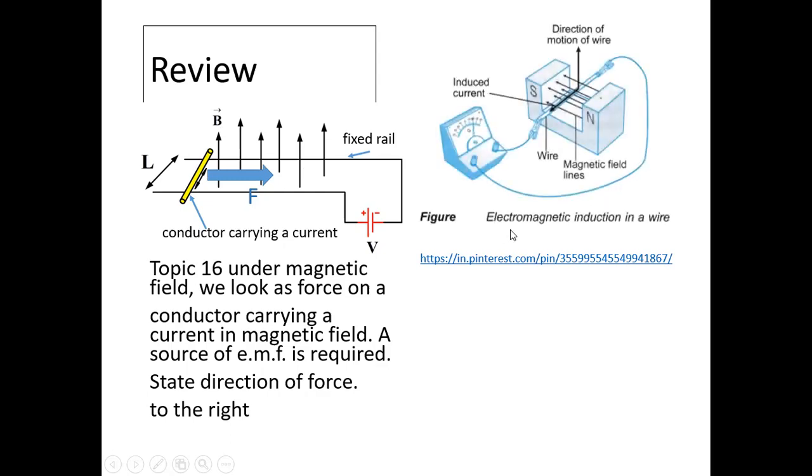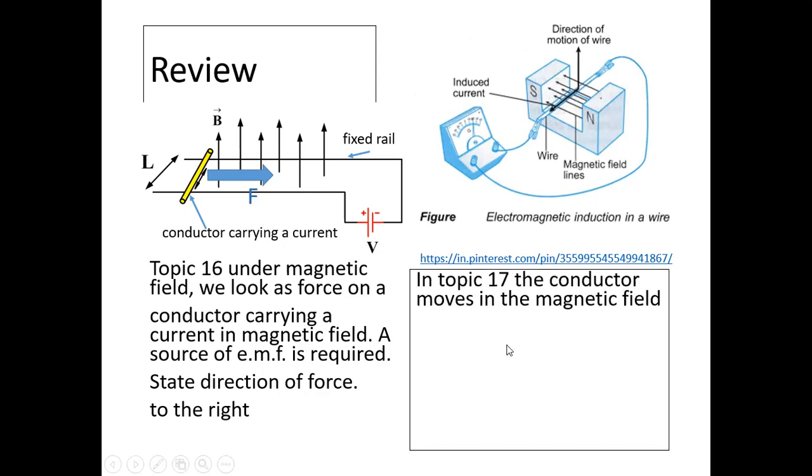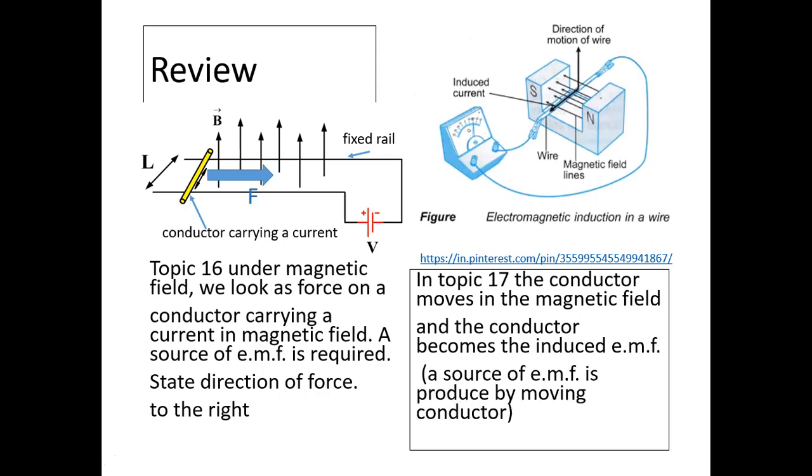Whereas here, there's no battery. There's a magnet. There's a field. There's a conductor. So here we move the conductor up. Then we see a current on the galvanometer. Okay. So topic 17, the conductor moves in magnetic field. The conductor becomes induced EMF. I mean, in the conductor is an induced EMF, a source of power.